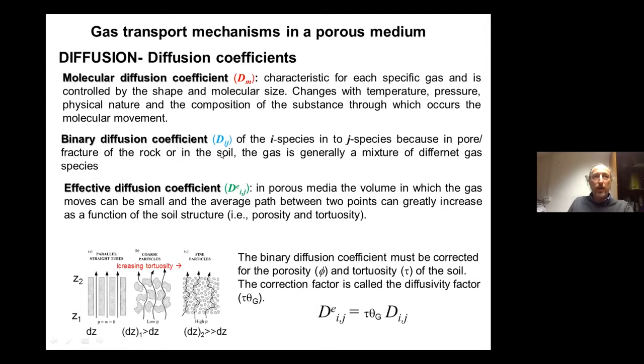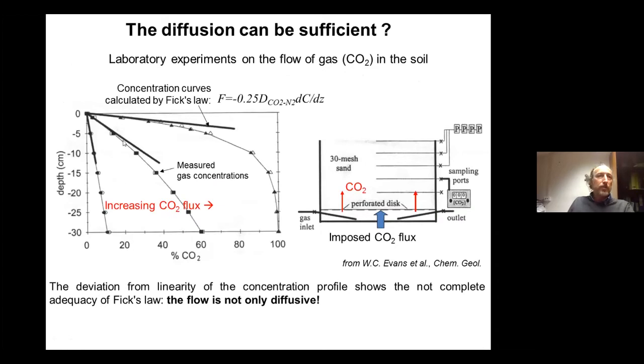But if we have not only one species, but a mixture, we have to consider a binary diffusion coefficient. And if you want to take into account the effect of the structure of the soil or of the rocks, we need to consider an effective diffusion coefficient. So the system is becoming more complicated. But also, as I told you at the beginning, if we look, for example, at the result of this experiment made in the lab, we have this tank with sand, and gas flux at the bottom. So we create a gas flux and we can measure the concentration.